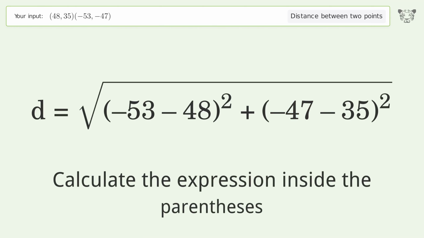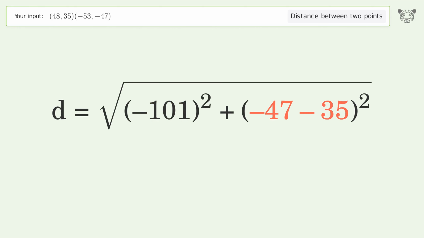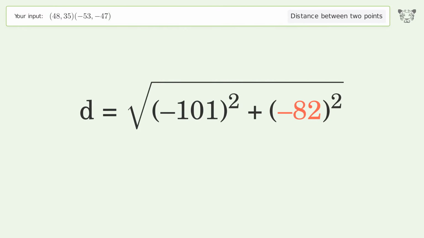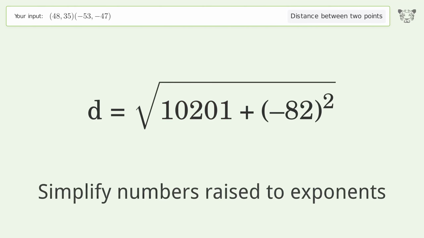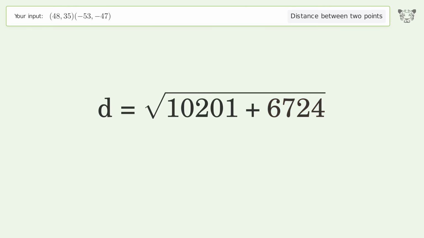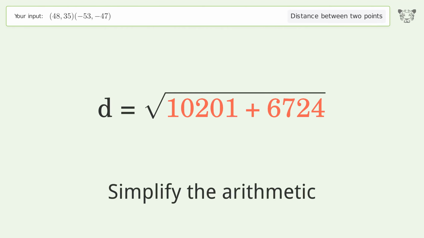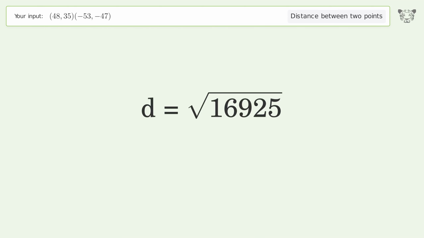Calculate the expression inside the parentheses. Simplify numbers raised to exponents. Simplify the arithmetic. And so the distance between the 2 points is the square root of 16,925 or 130.096.